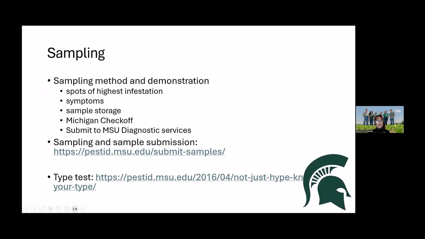For sampling, send your samples to the MSU Plant Diagnostic Lab. It has the instructions on how to sample and how to submit. And they're covered by the Michigan checkoff dollars. Maybe Teresa can share the link with you guys on the chat or something, the Plant Diagnostic Lab link.